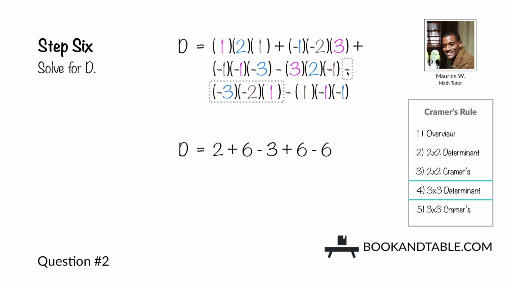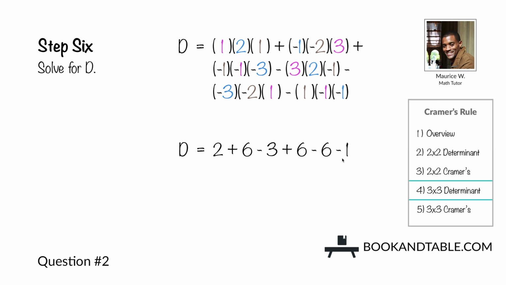Then we have negative 1 times negative 3 is positive 3. Positive 3 times negative 2 is negative 6. And negative 6 times positive 1 is negative 6. And negative 1 times 1 is negative 1. Negative 1 times negative 1 is positive 1. And positive 1 times negative 1 is negative 1.